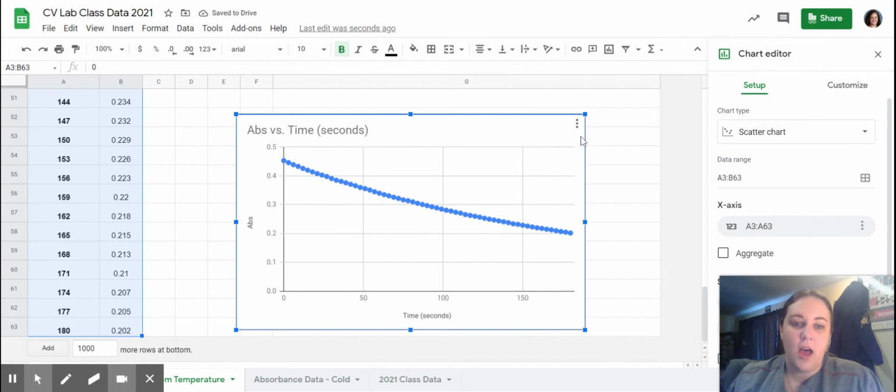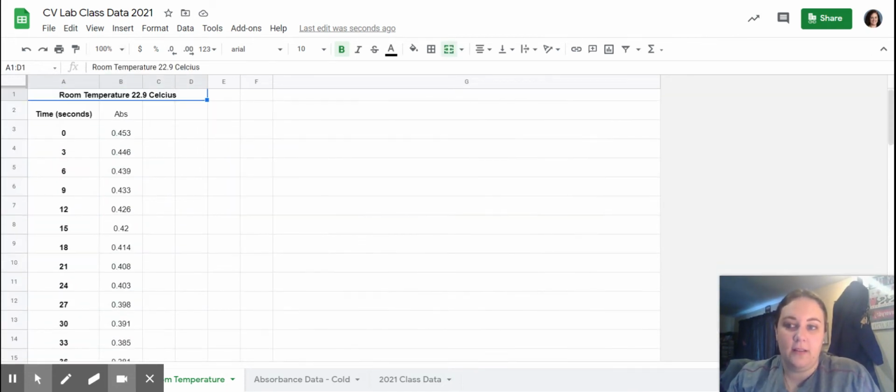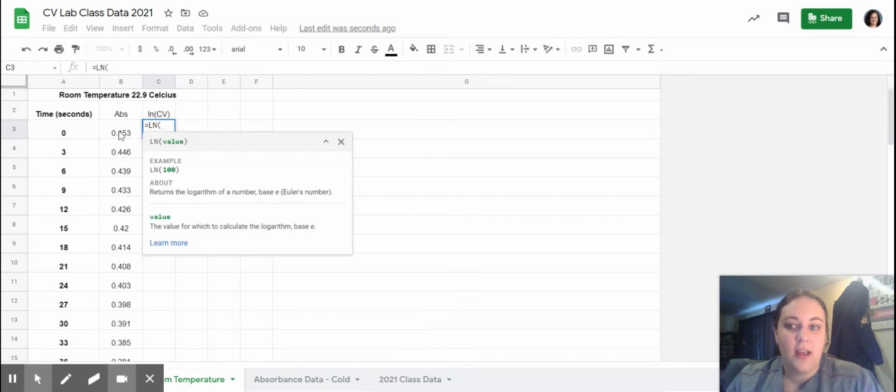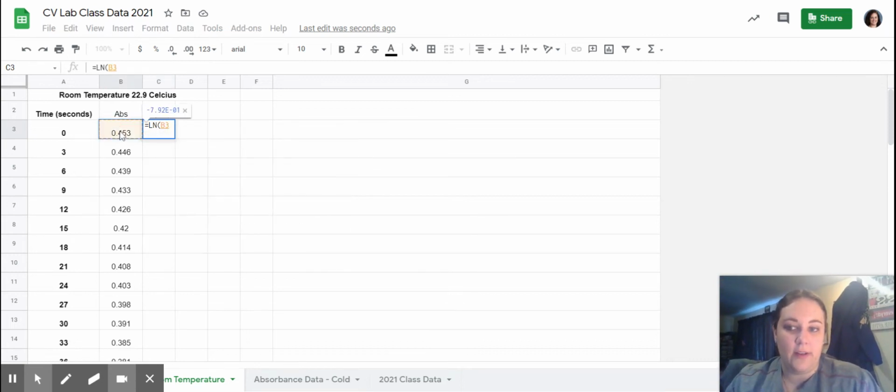So now I try first order. For first order, remember, we're graphing the Ln of the concentration versus time. And so to do that, I have to, in my data, I need the Ln of the crystal violet. And so I'm not going to do that by hand. In Google Sheets, I can say equals Ln, and it's going to auto-populate with that Ln function. I want the Ln of that absorbance value. And I'm going to hit enter.